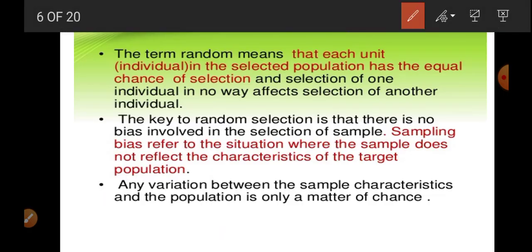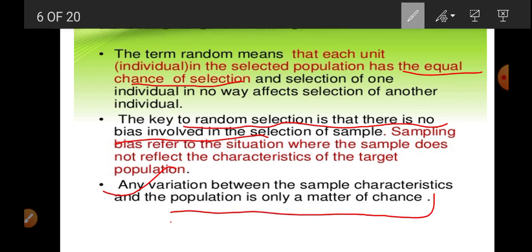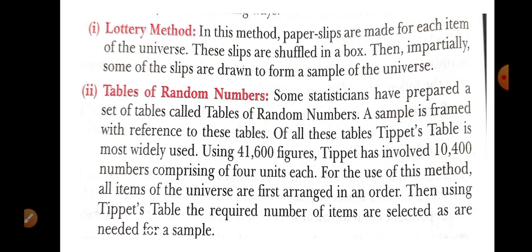Okay, what is random sampling? Random sampling is a sampling in which each and every item gets an equal chance to be selected. The key to random selection is that there is no bias involved. So this is the biggest positive aspect of this method, that everyone gets an equal chance, there is less possibility of bias, you can say no bias. Any variance between the sample characteristic and population is only a matter of chance. Now we have learned that random is divided into lottery and table.